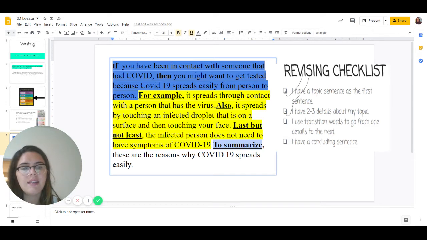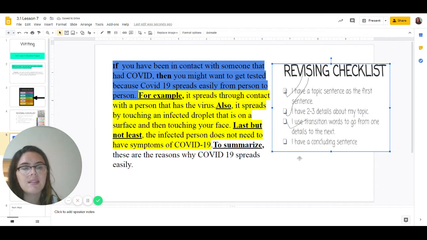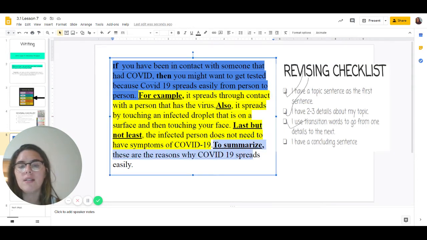The last thing says, I have a concluding sentence. So let's see, that's the last sentence. To summarize, and that transition word gives me a clue that it's the concluding sentence. I'm going to summarize it. I'm going to put it all together. These are the reasons why COVID-19 spreads easily. Once again, I just wrap the whole paragraph and tell you what the main idea of my paragraph was. So I'm going to go ahead and just highlight that a different color. I'm going to do red.